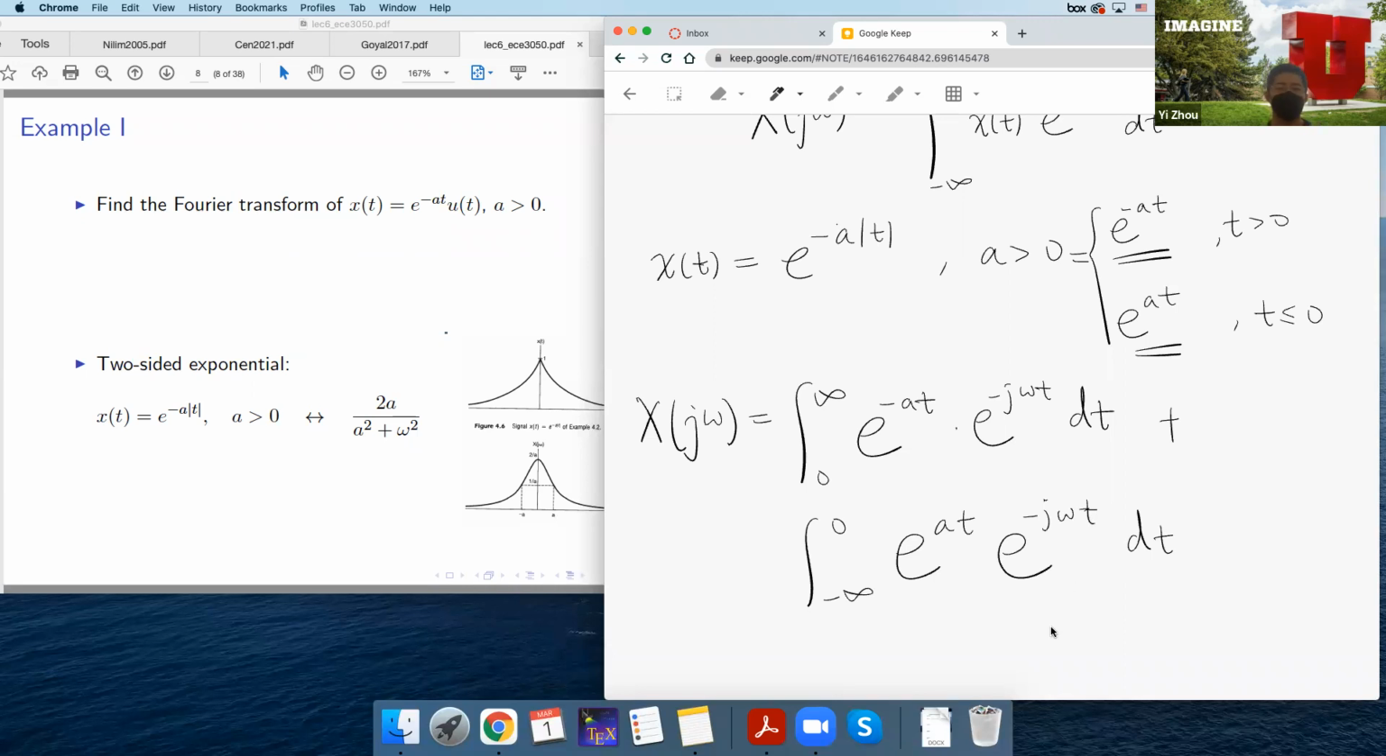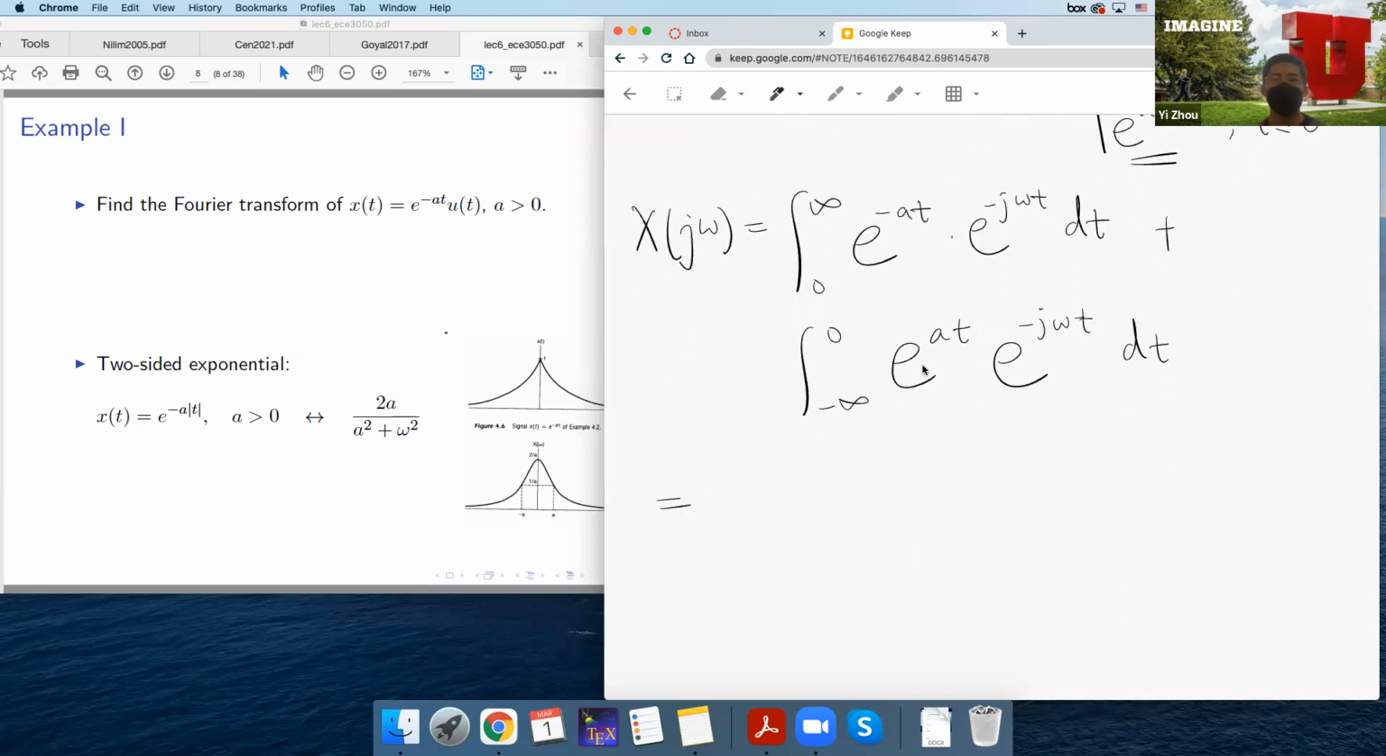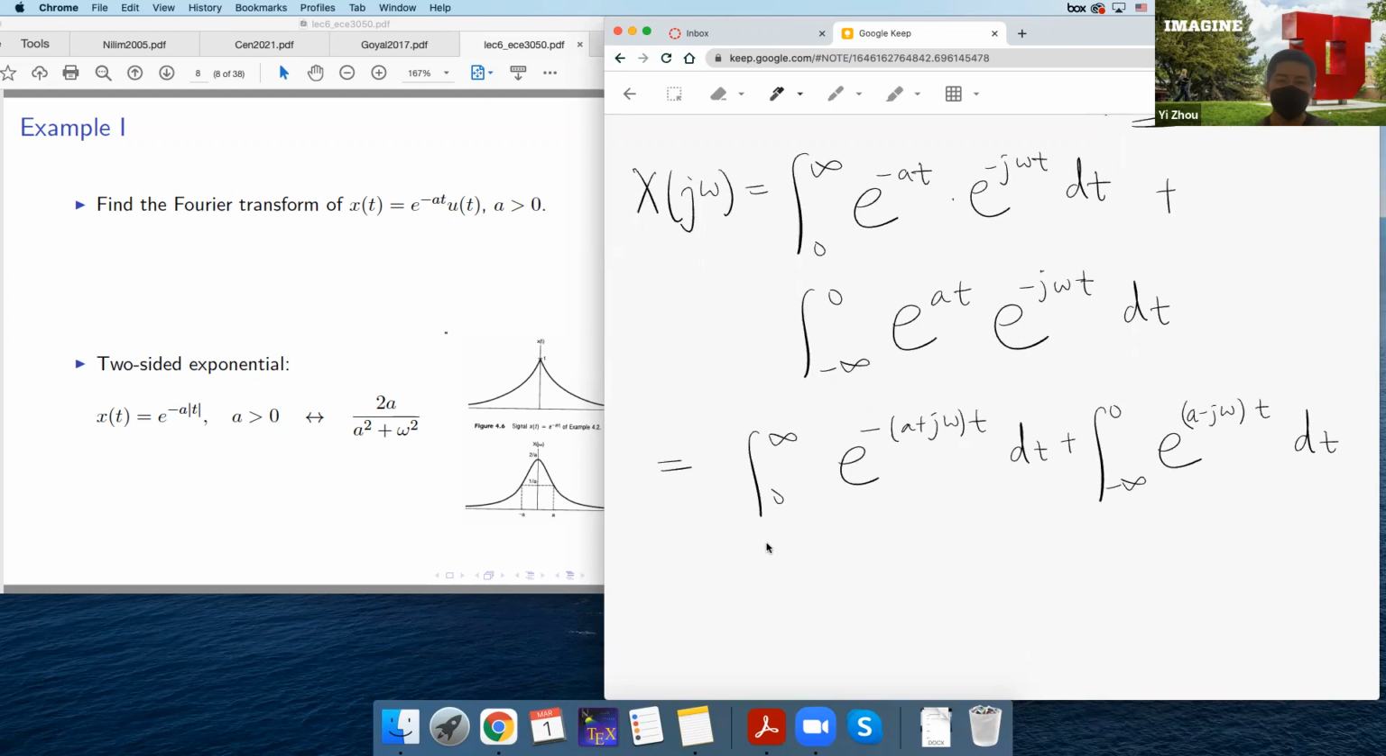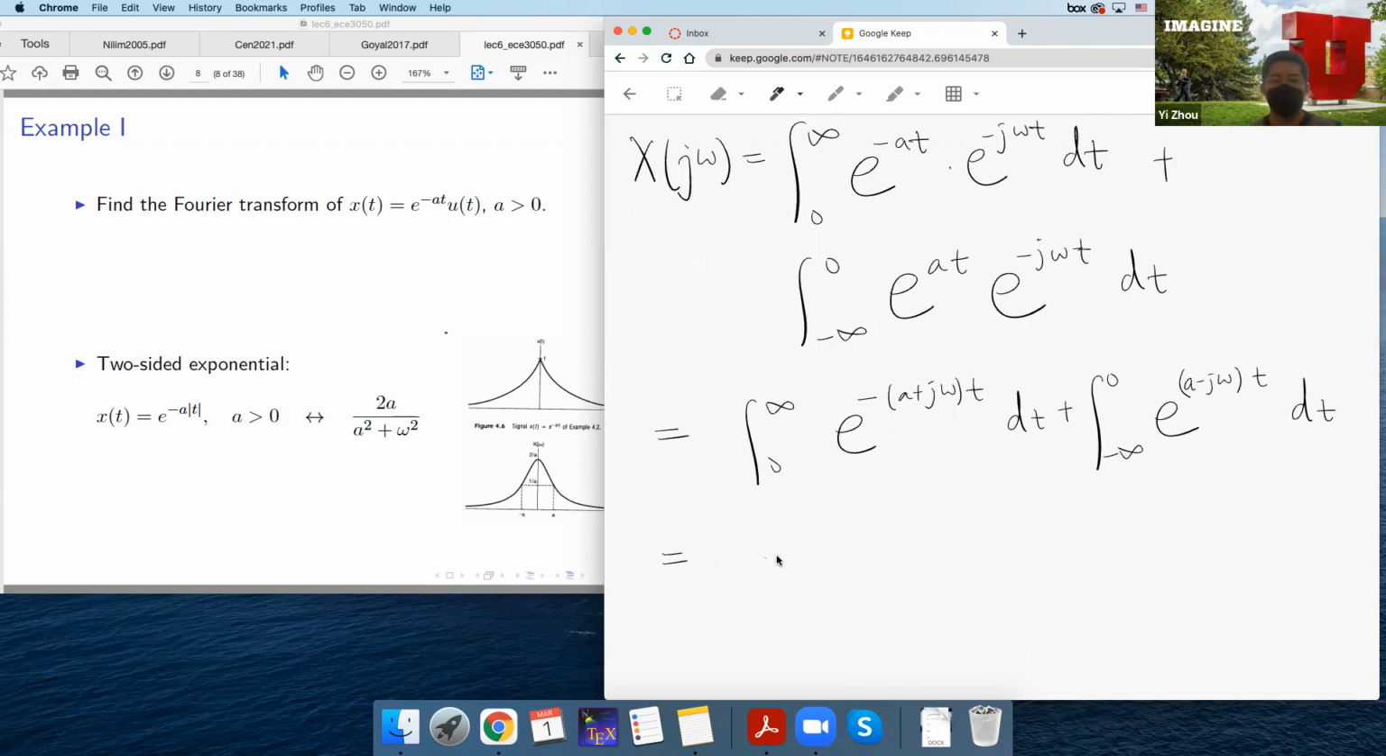Okay, so these two integrations are standard integrations over complex exponentials. So we just do the calculations carefully. So it looks like here, we have e to the power of (negative a plus jω)t dt. And here we have (a minus jω)t dt. And this gives e to the negative a plus jω, negative a plus.